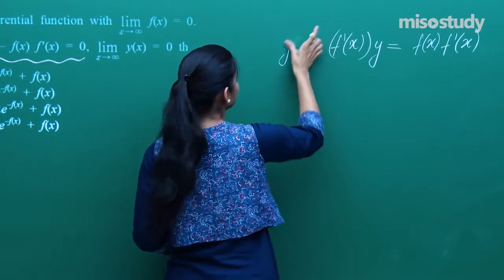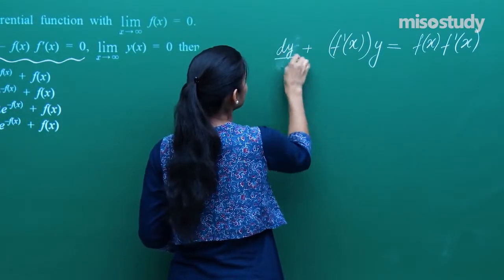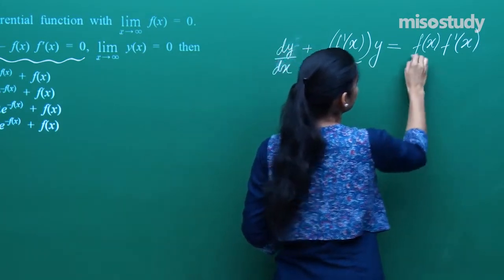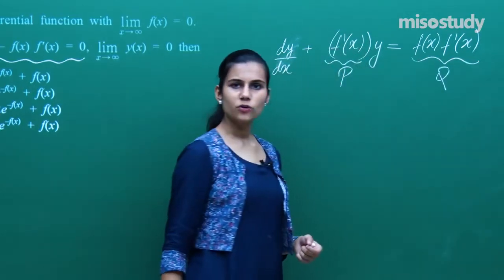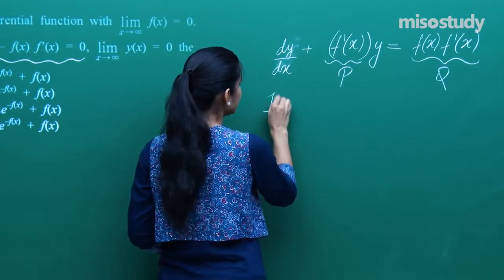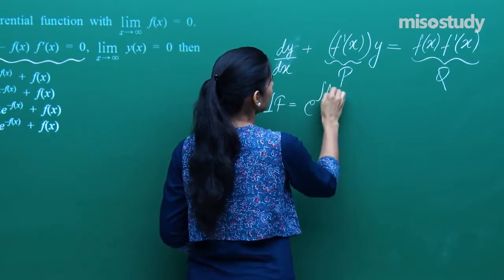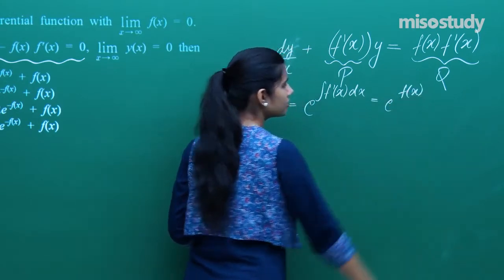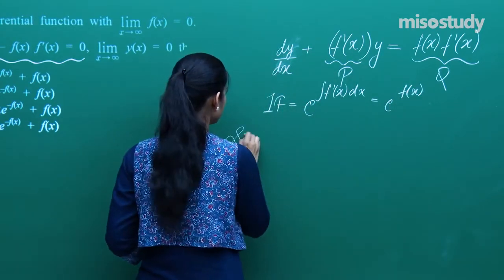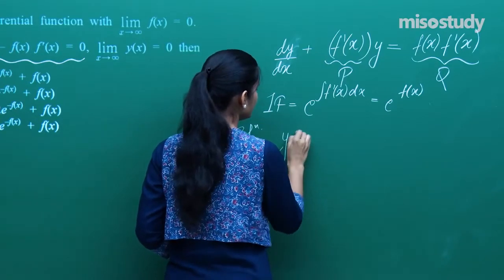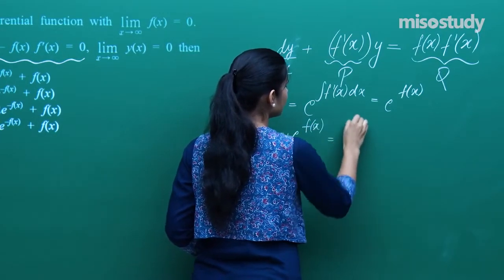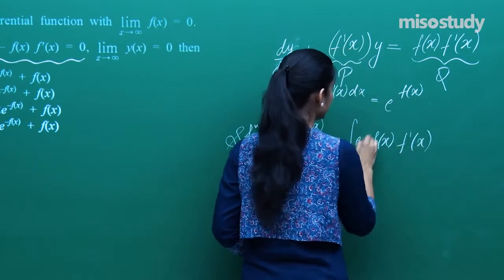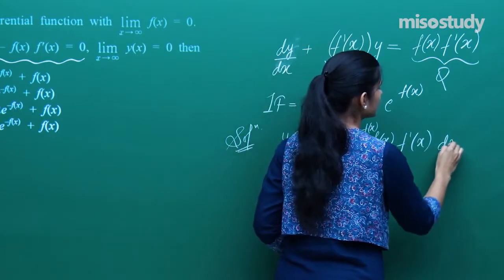And what is this y dash? It is dy by dx. So it's dy by dx plus py equals q. Linear differential equation. Solve it. Very easy. Integrating factor is e to the power integration of p dx, which is e to the power fx. And then you know the solution is y into integrating factor equals integration of q into integrating factor dx plus c.